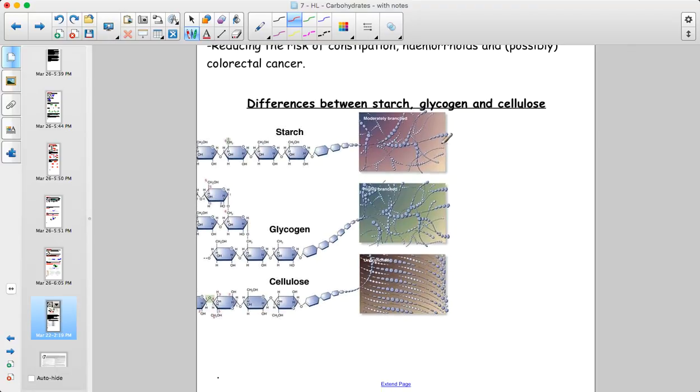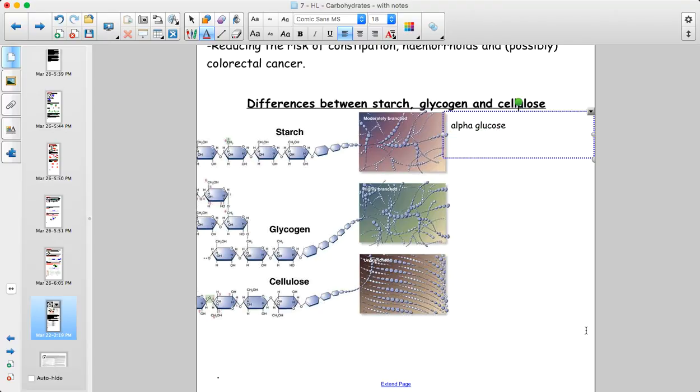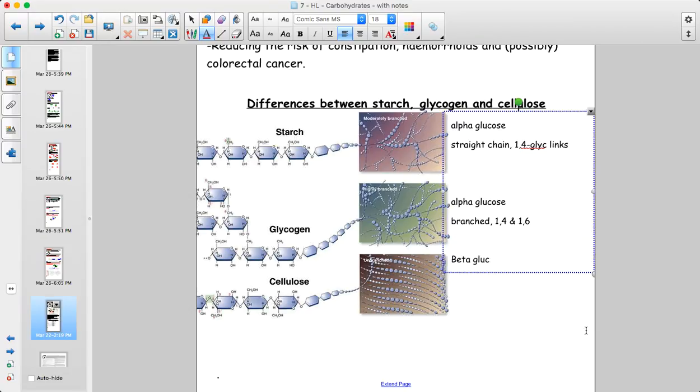So what you have to be able to do is distinguish between starch, glycogen, and cellulose. The key differences here are that starch and glycogen both have alpha glucose. But in starch, you're only going to be responsible for understanding that it's mainly straight chain, and it's 1,4 glycosidic links. In glycogen, you've got alpha glucose, you've got a branched structure with 1,4 and 1,6 glycosidic links. And finally, you've got beta glucose, which is in long linear strands with hydrogen bonding between strands.